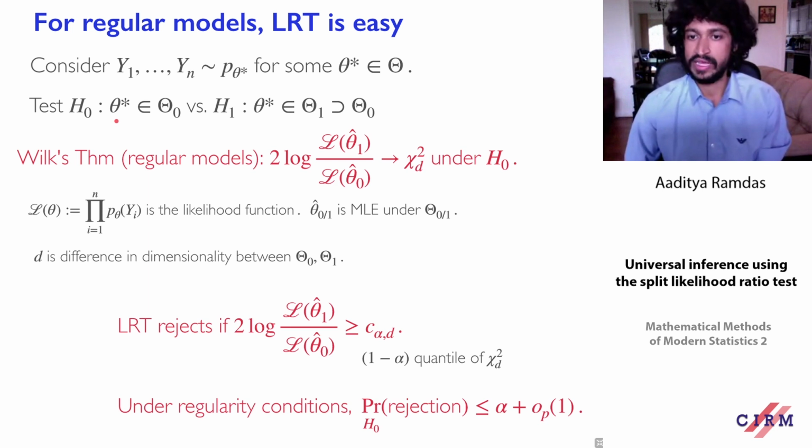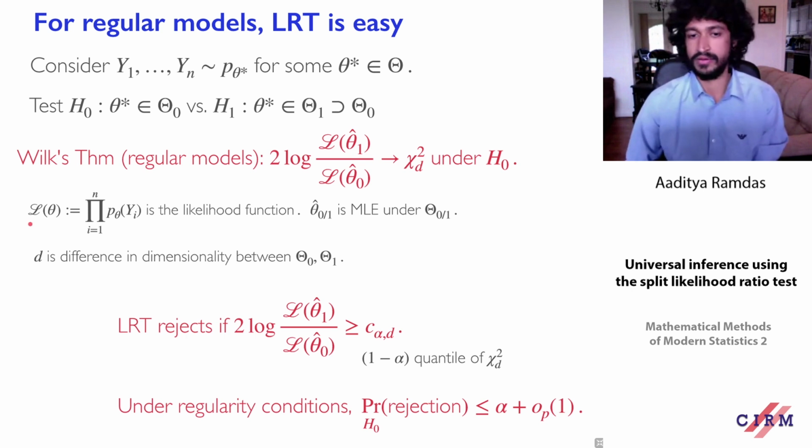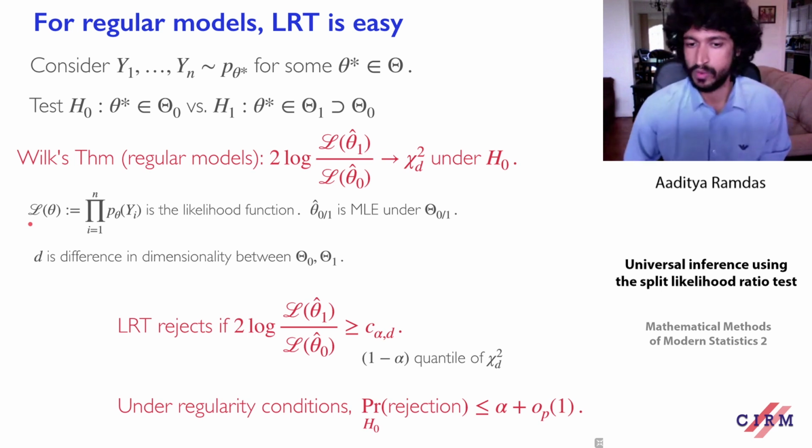Then Wilks' theorem for regular models says that 2 times the log likelihood ratio converges to a chi-squared d distribution under the null. Over here, I'm using L of theta to denote the likelihood function. Here theta hat 0 is the MLE under the null, theta hat 1 is the MLE under the alternative, and d is the difference in dimensionality between theta 0 and theta 1. Okay, so this is very standard and well known.